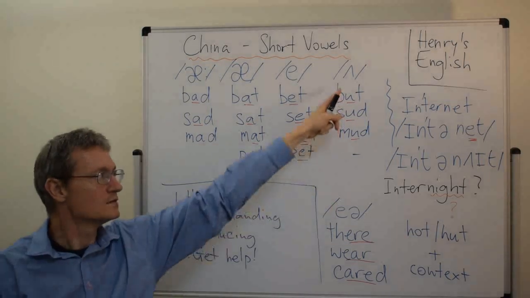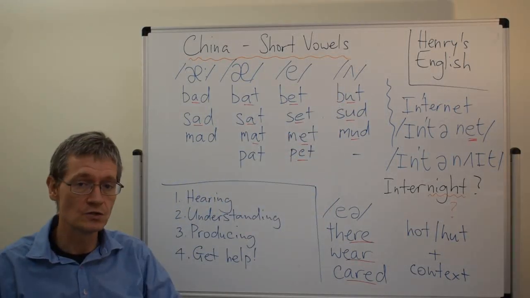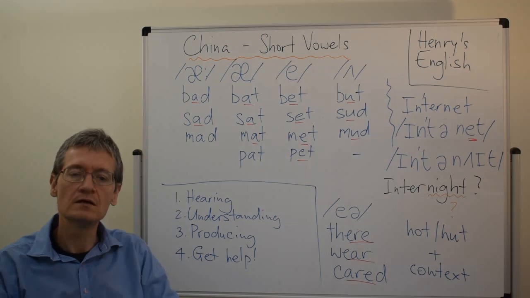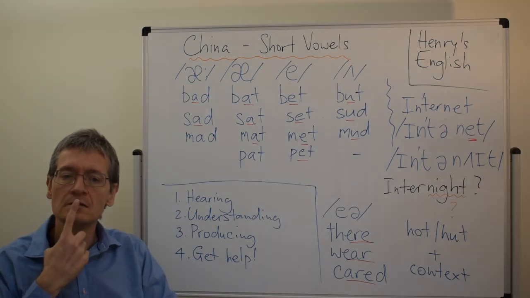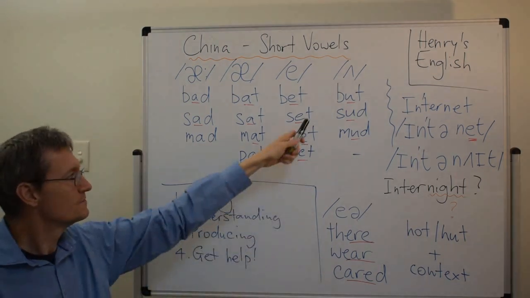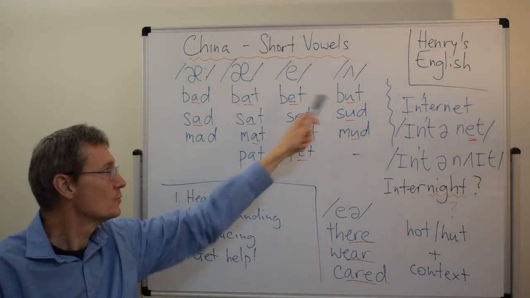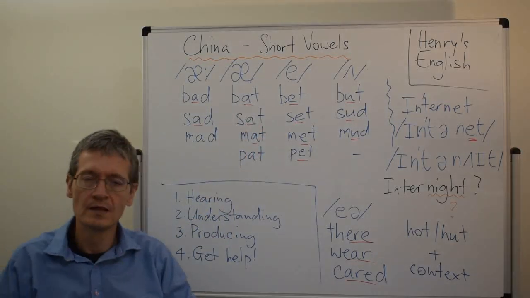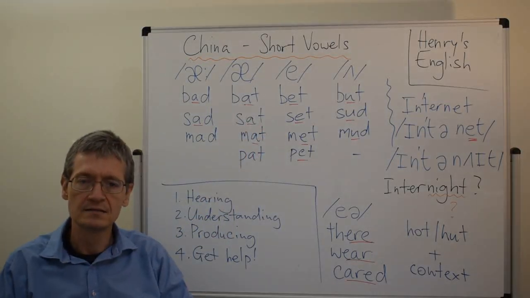And the final sound is a U sound. It's a short U sound. This one you produce by opening your mouth downwards. But. Listen to the difference between the fourth one and the second one. Bat, but, bat, but.